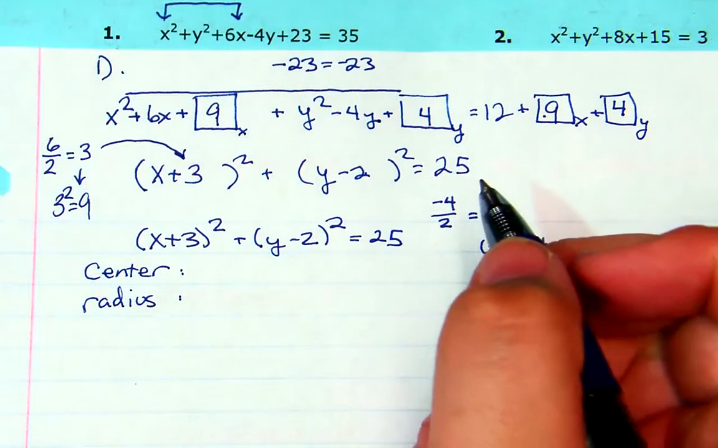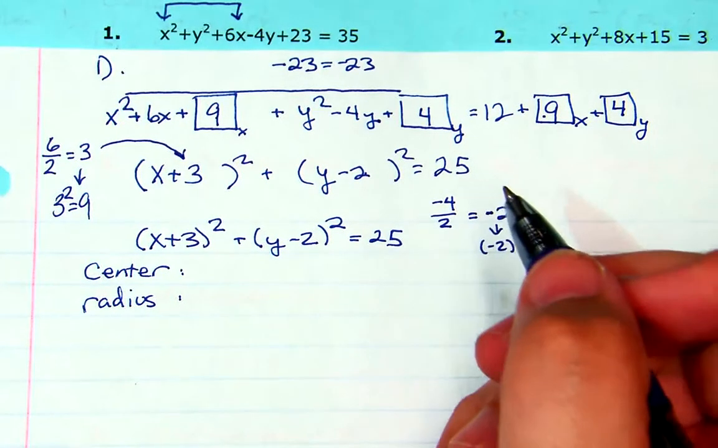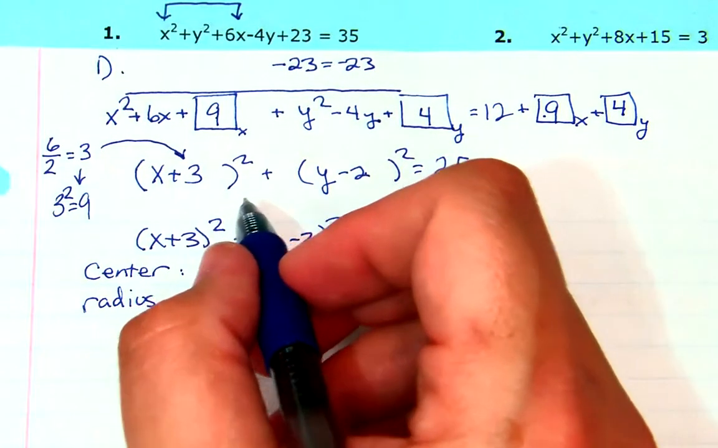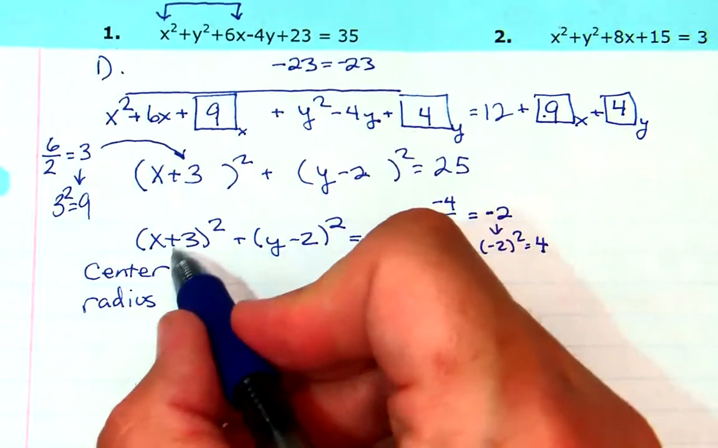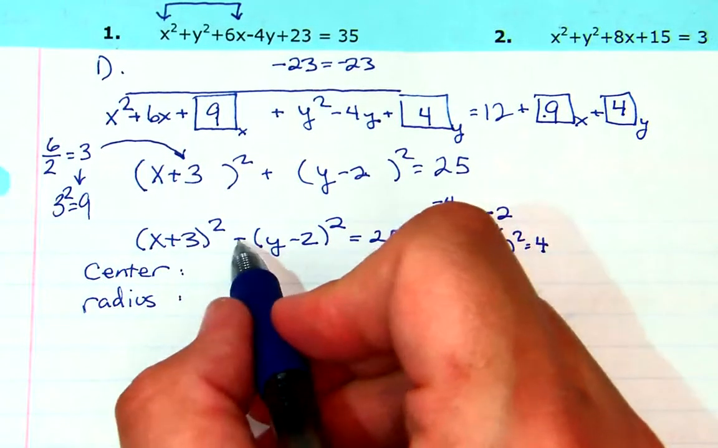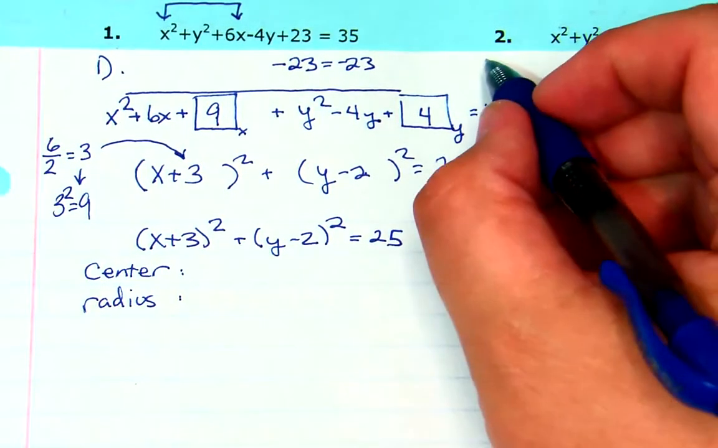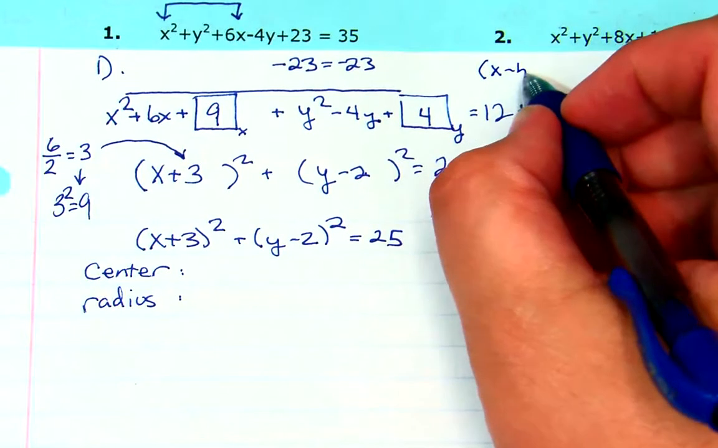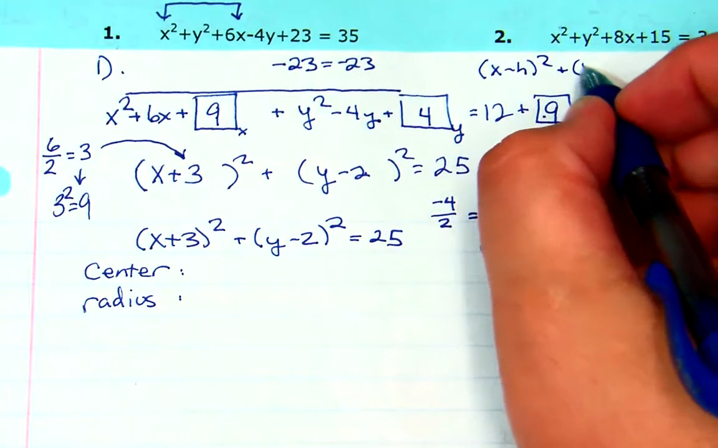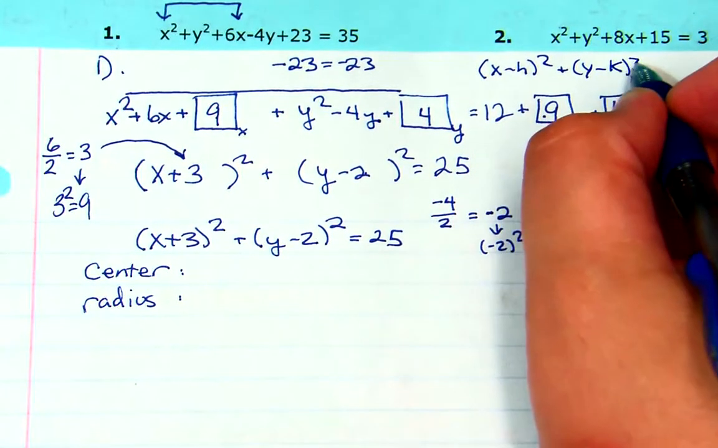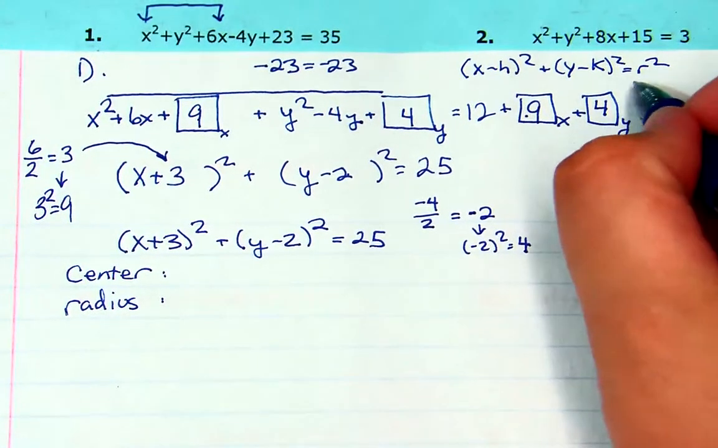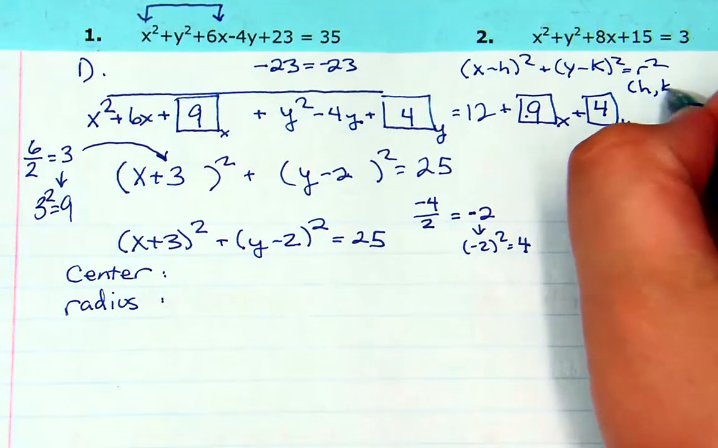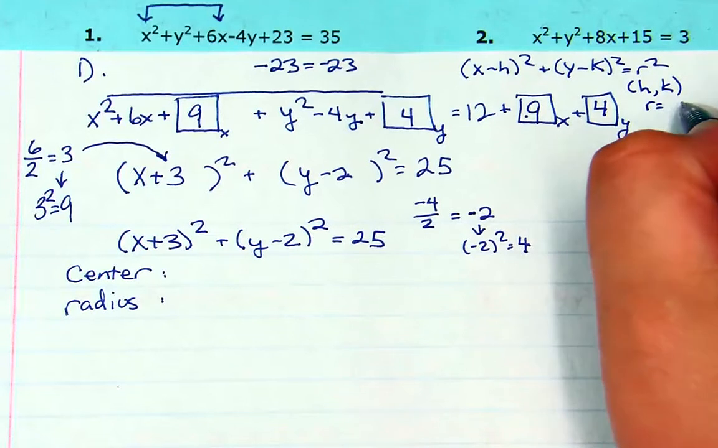So, how do you figure out a center and a radius once you're able to complete the square twice for both of these? Now, the center, if we forgot, the equation is x minus h quantity squared plus y minus k quantity squared is equal to r squared, where (h, k) is the center and r is the radius.